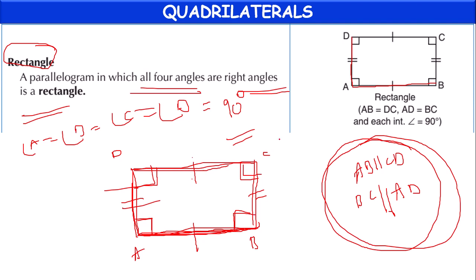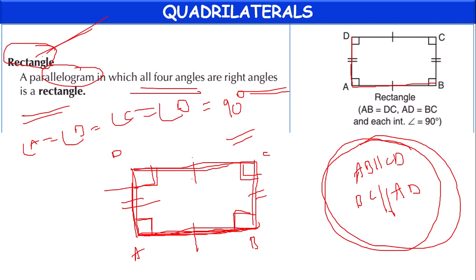So this kind of parallelogram, we call it a rectangle. So rectangle means it's a kind of parallelogram, or it's a kind of quadrilateral.